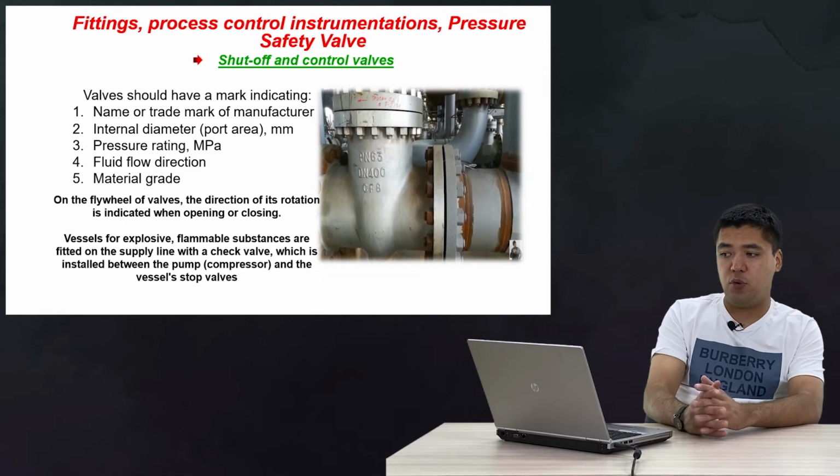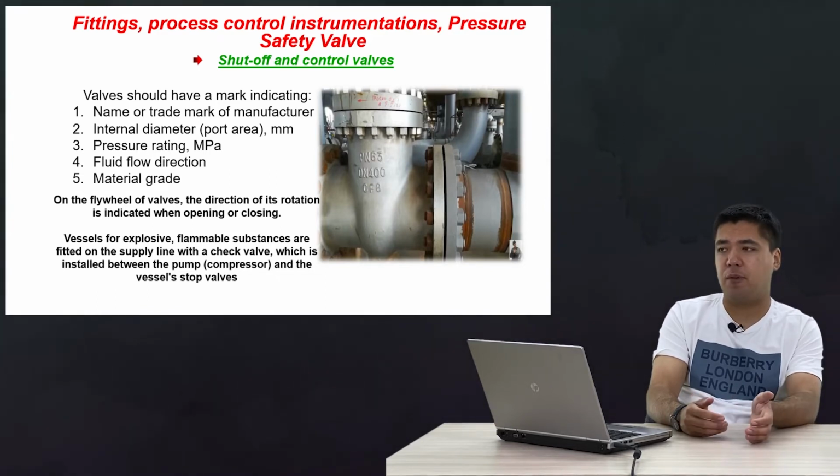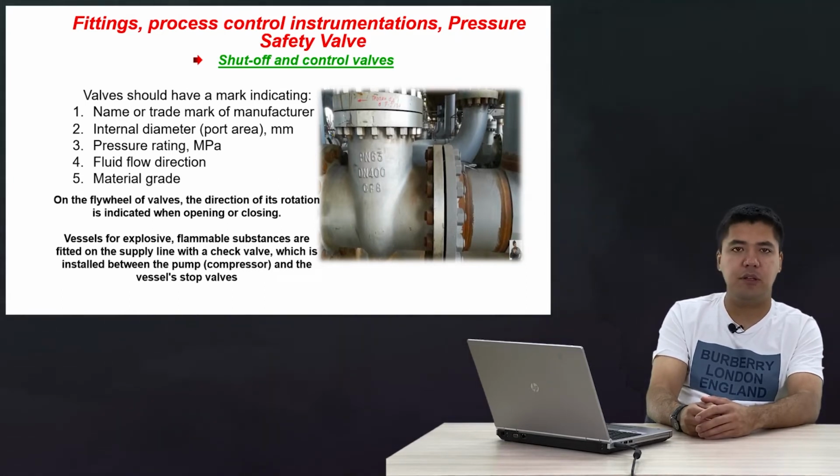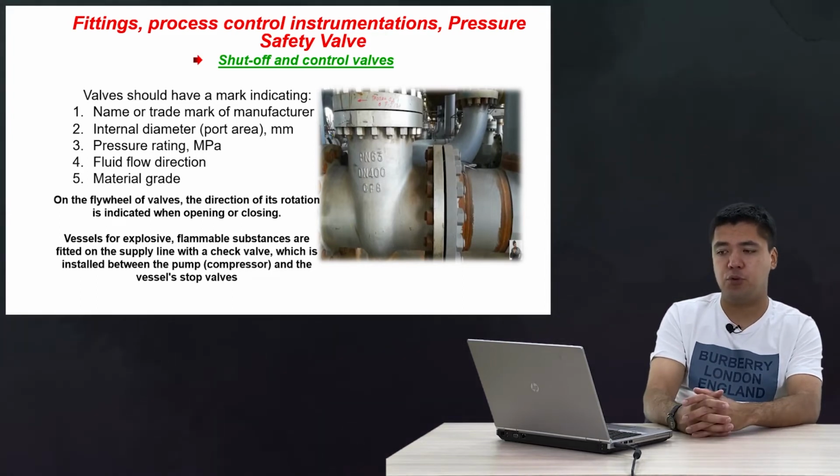And shut-off control valves have the main function to shut and open the vessel. And depending on the type of vessel and the type of environment that contains the vessel, shut-off and control valves may be manufactured from different metals and alloys. And as I know, in science today, there are more than 1,500 different types of materials that are used for manufacturing shut-off and control valves.